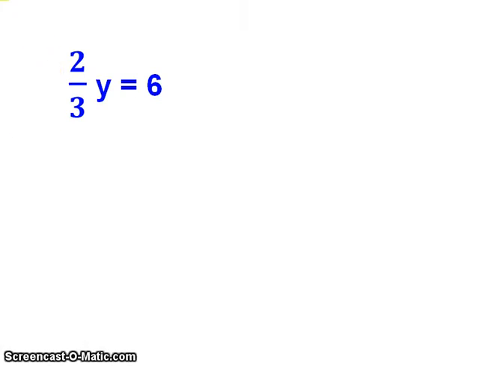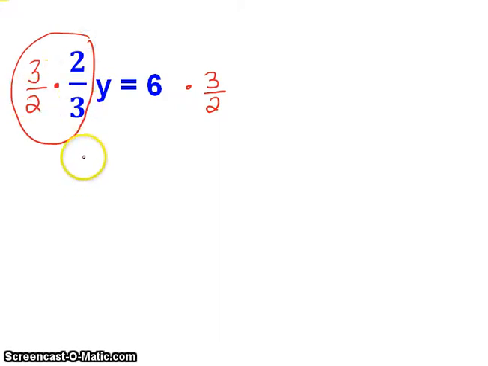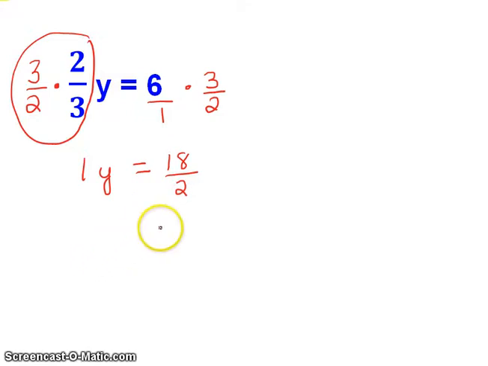Okay, another review here for you is one-step equations with fractions. Remember to isolate your variable when you have a fraction. There's more than one way to do this, but one way would be to multiply both sides by the reciprocal of the fraction that you have with your variable. So when you do that here, 3/2 times 2/3, well, that becomes 1. So we have 1y is equal to 6 times 3 is 18, 1 times 2 is 2. So 1y is equal to 18/2, or just 9.